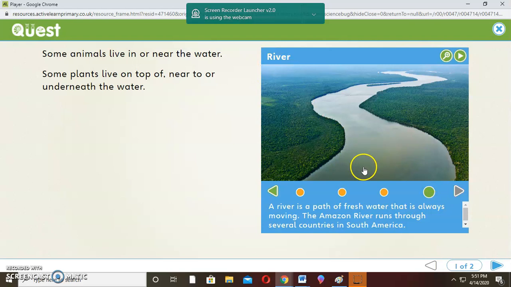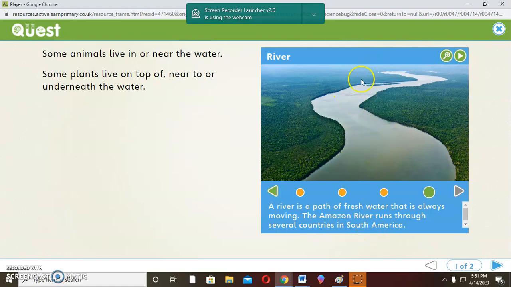Wow, look at this river. Look at the way it meanders. Oh, it's so beautiful, eh? A river is a path of fresh water that is always moving. So the Amazon River runs through several countries in South Africa.